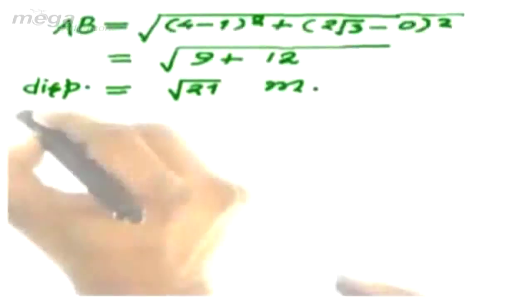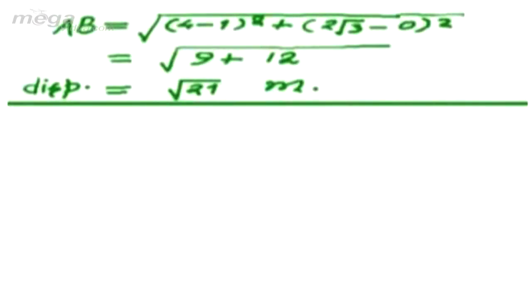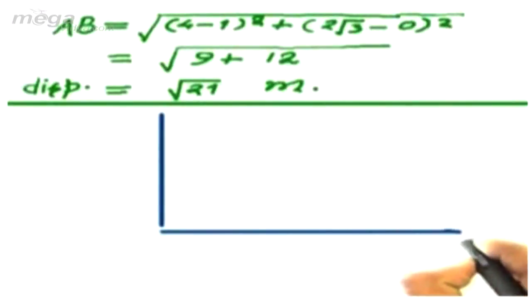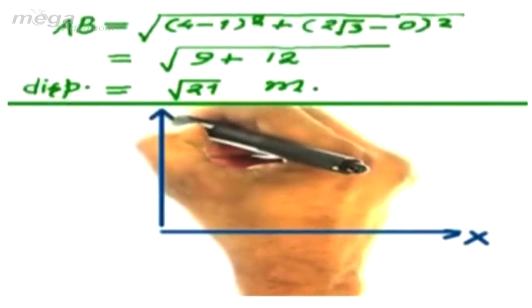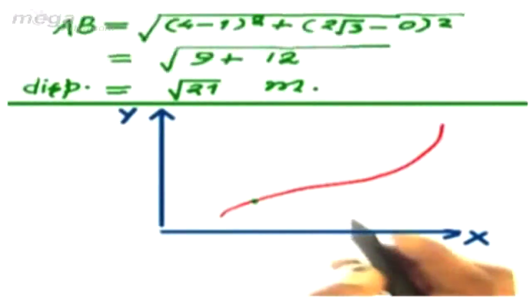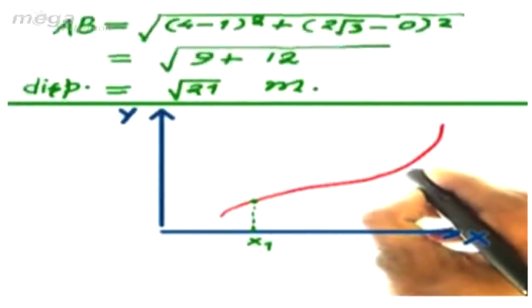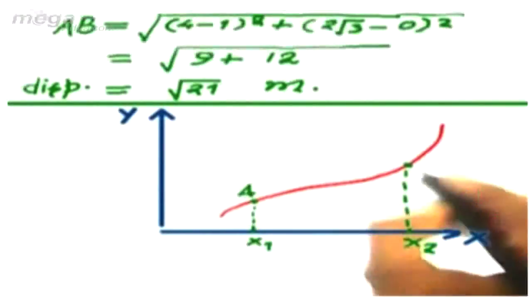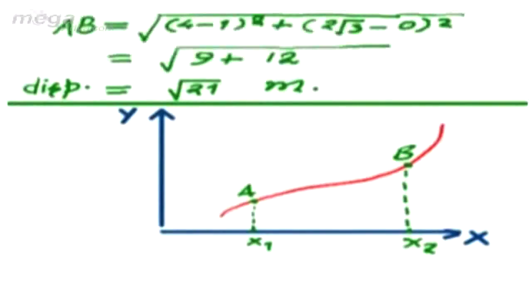Now if we want to get the distance traveled in the same example, then again we have to draw the same curve for the given equation. Here at this side we are taking x and at this side we are taking y, and the curve is, say, of this type. For the two given positions, at position A we are taking x equal to x1, and at the other position B we are taking x equal to x2. This is the position A, this is the position B, between which we have to find the length of the path traveled, because distance is termed as the length of the path traveled.